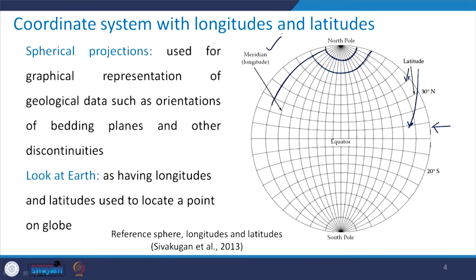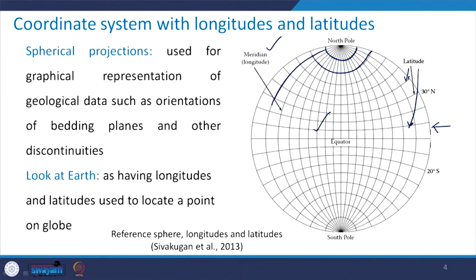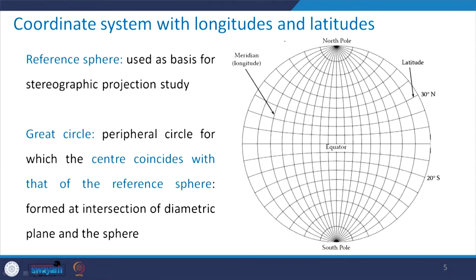We are going to make use of these spherical projections in order to represent the graphical data related to the various geological structures. If I need to locate any point on this space, I would need two things. One is the latitude, another one is the longitude. Let us see how to make use of these with respect to geological data.